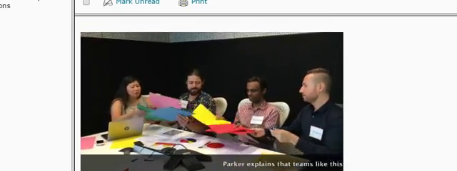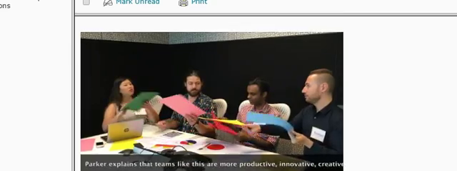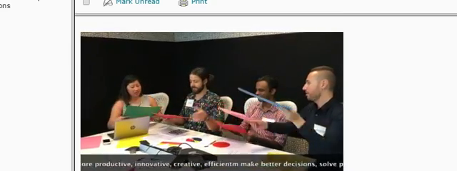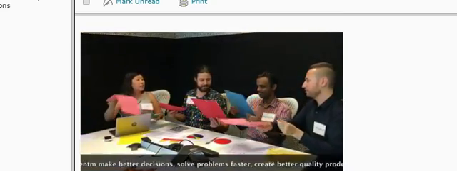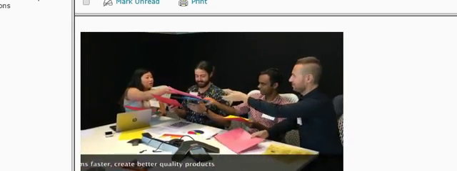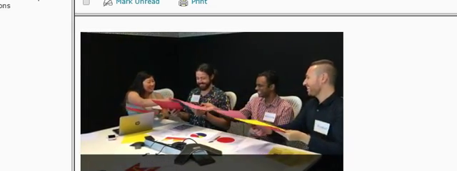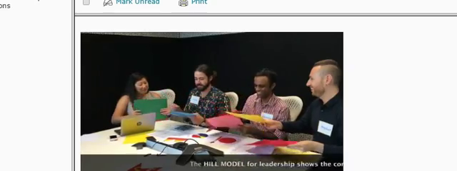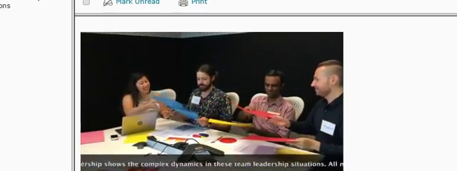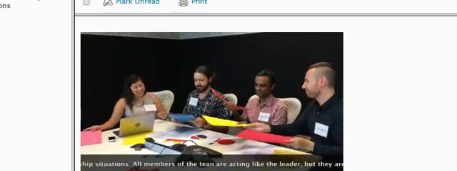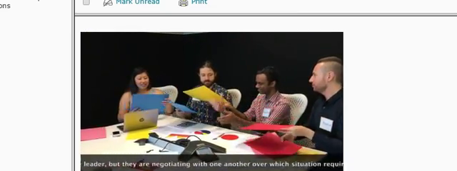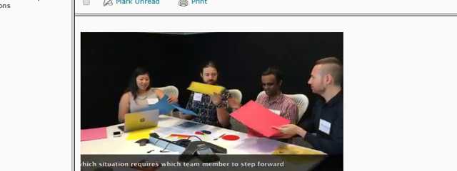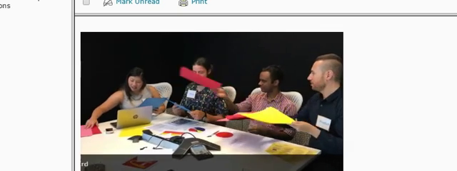Parker explains that teams like this are more productive, innovative, creative, efficient, make better decisions, solve problems faster, and create better quality products. The HIL model for leadership shows the complex dynamics in these team leadership situations. All members of the team are acting like the leader, but they are negotiating with one another over which situation requires which team member to step forward.